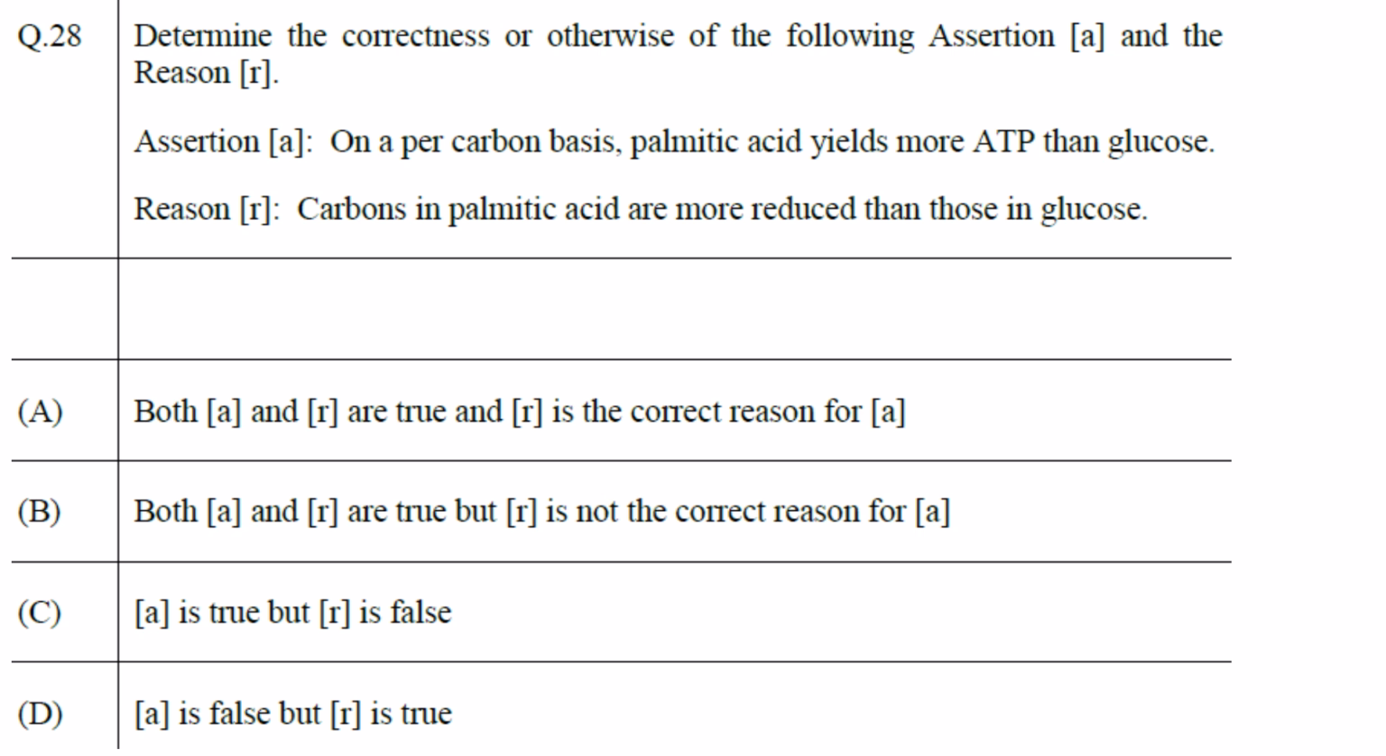Now why does this happen, as given in the assertion? The reason is carbons in palmitic acid are more reduced than in glucose. That is also correct, and it explains the assertion. This means that they have more electrons and can generate more ATP. So the answer is both A and R are true, and R is the correct reason for A. So the answer is option A.